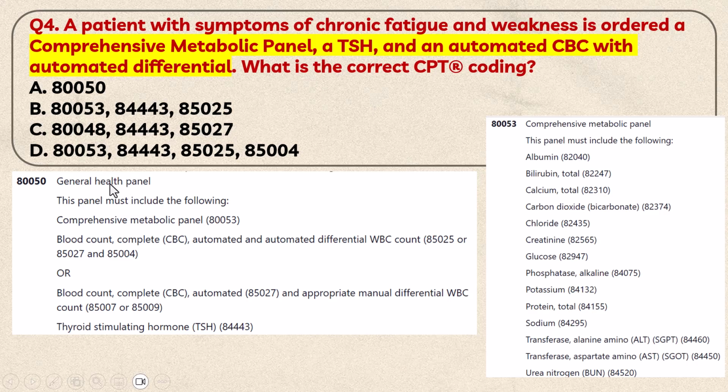When you go to the general health panel, it says comprehensive metabolic panel. So it's already included, this 80,053, and the blood count, that is complete CBC, automated and automated differential CBC. So that is mentioned here, CBC or blood count complete, and thyroid stimulating hormone, that is TSH. So this code 80,050 includes the comprehensive metabolic panel plus the CBC and the thyroid stimulating hormone. So the correct answer is answer A, 80,050.